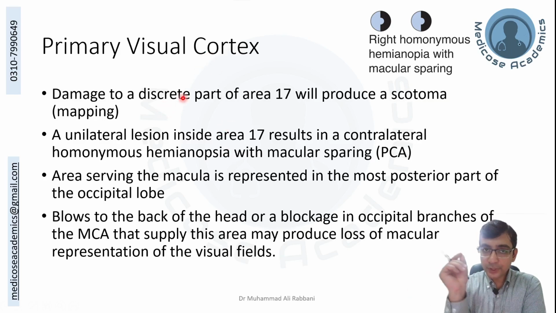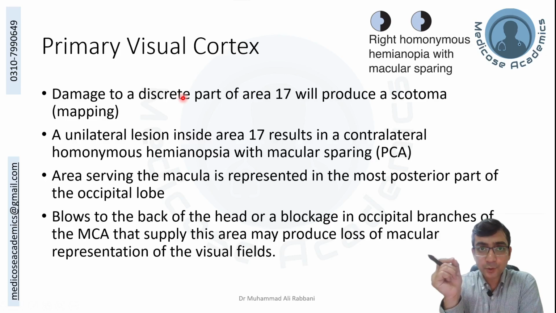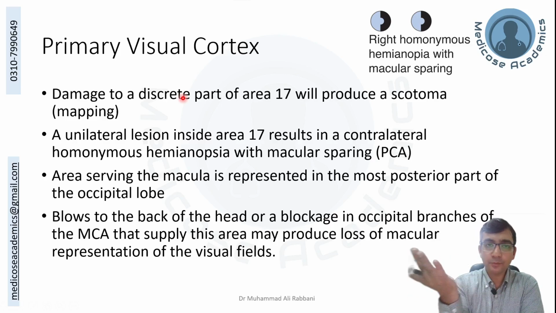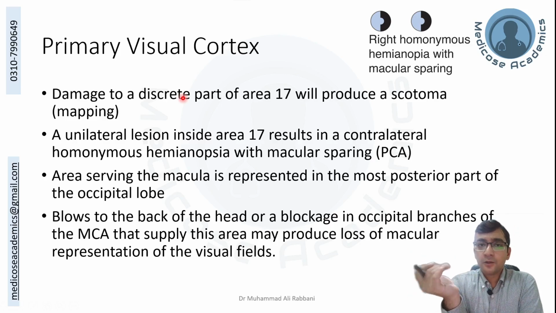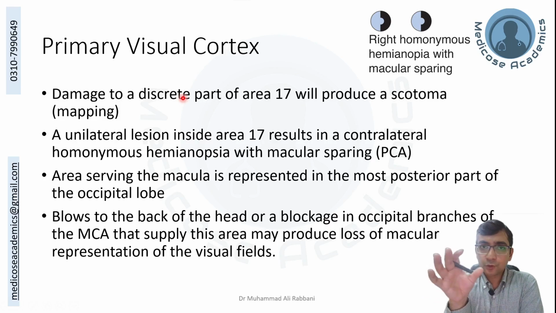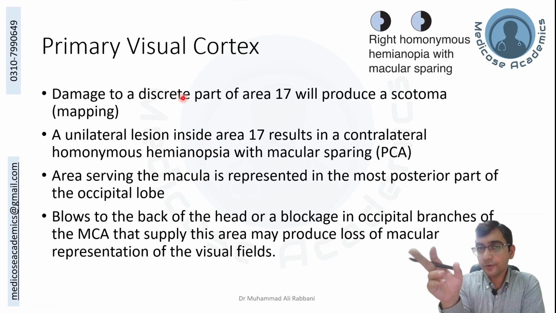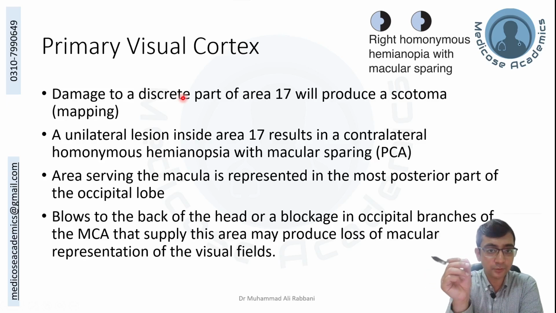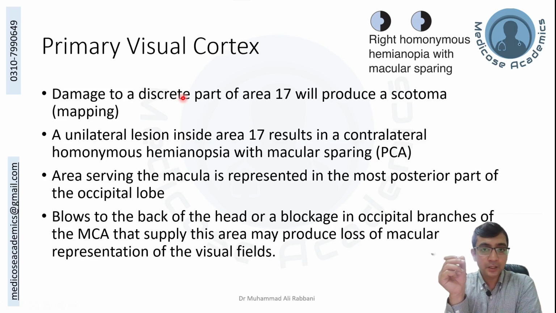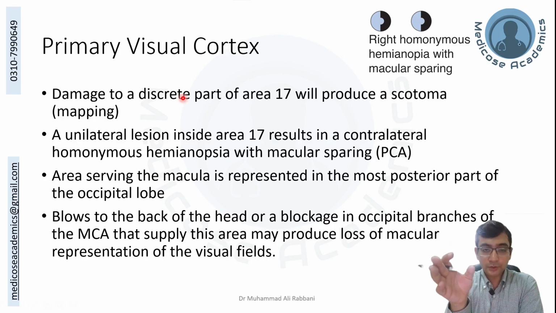So if any particular point of this primary visual cortex is damaged, the signal from that part of the retina fails to be received here. So there will be a black point on your field of vision because the signal from the retina is not received there. So there will be contralateral homonymous hemianopia.